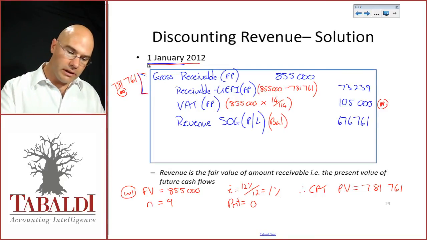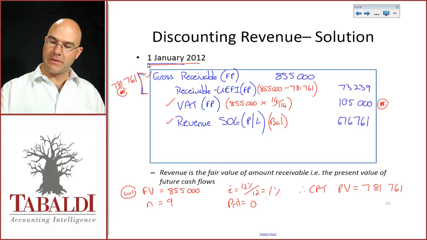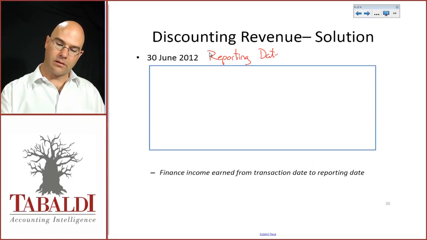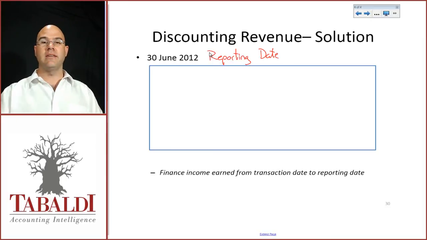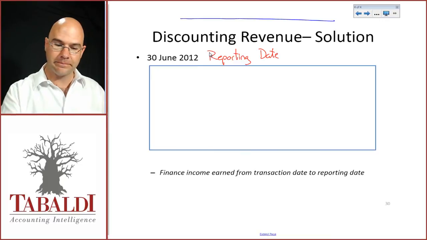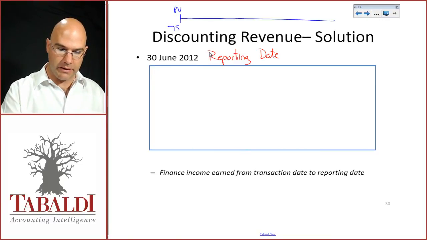Remember, all the different components have to be treated separately. The interest will be separate from the sale of goods. So what happens now? At my reporting date, I'm going to have to recognize the interest income now. Because what have I done? I've had my little timeline. My present value was the 781,761.